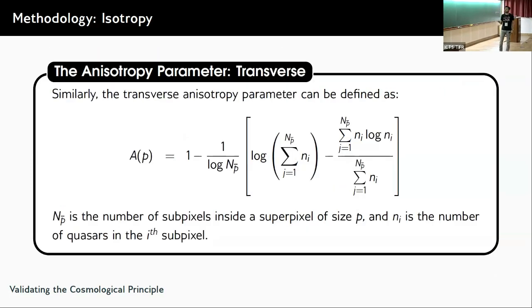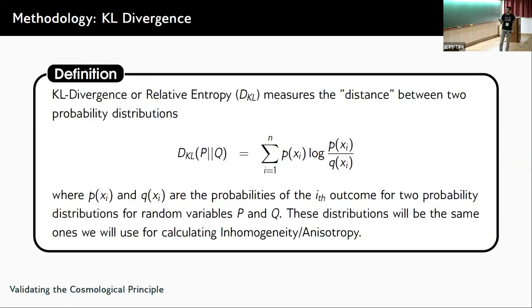Again, we can also do this for the transverse case. If you have any questions later, I can address them after this. This is just the KL divergence. It essentially measures the distance between two probability distributions. So we made probability distributions for our inhomogeneity and anisotropy cases, and we can directly compare these two probability distributions using the KL divergence.